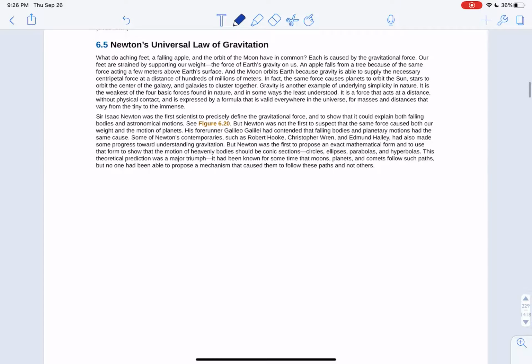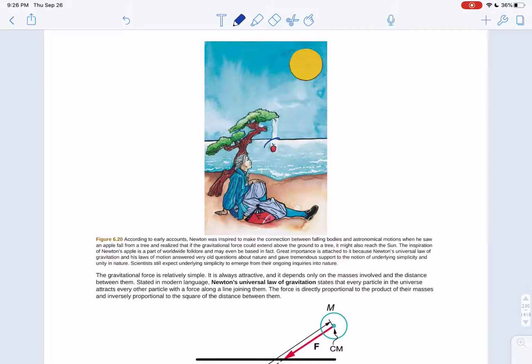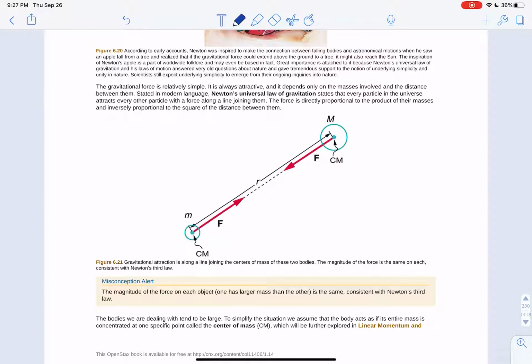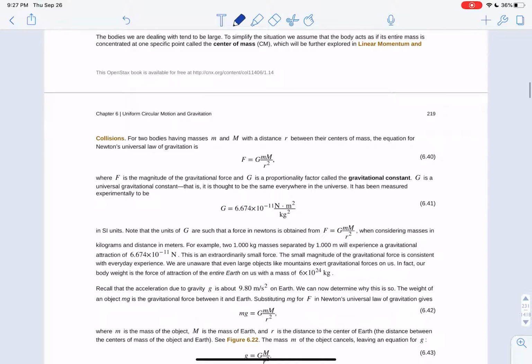All right, so 6.5, Newton's universal law of gravitation. The idea here is that Newton, when an apple fell and hit his head, realized it would be the same force that keeps the moon around the Earth or the Earth around the sun. The same force that draws the apple down draws the planets towards each other, and that's the force of gravity. The force of gravity depends on the masses of the two objects and the distance between them. That's it, m1 m2 over r squared. G is a constant. It's unchanging. It's a parameter.